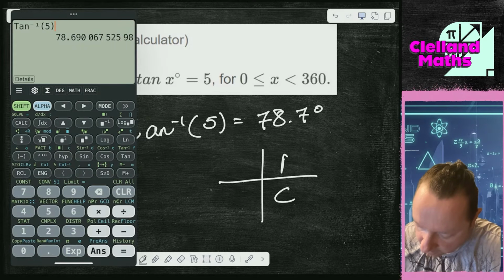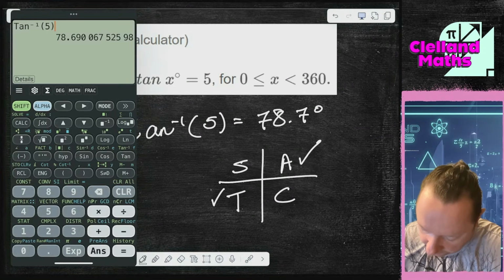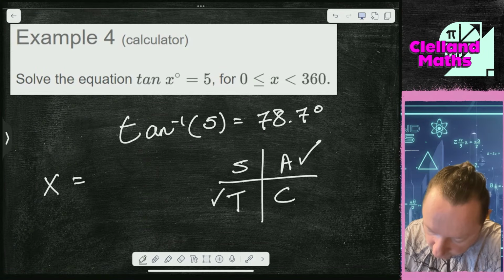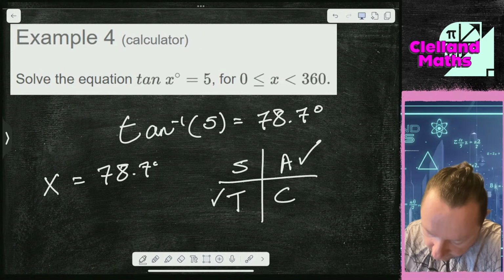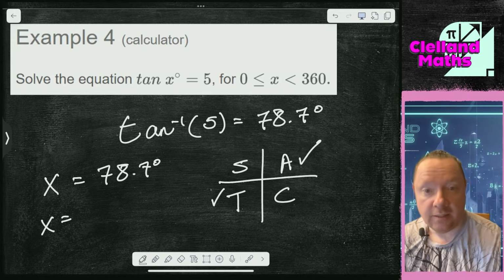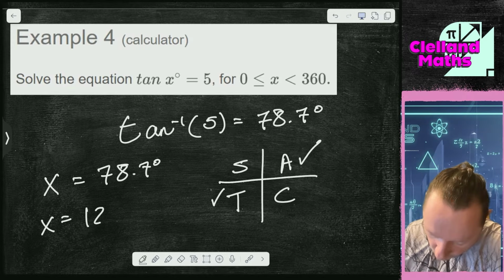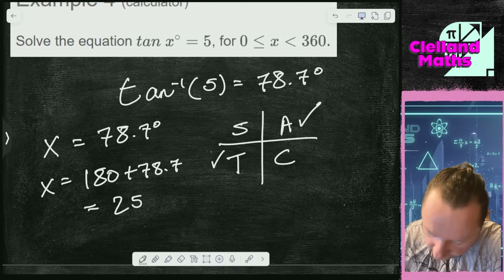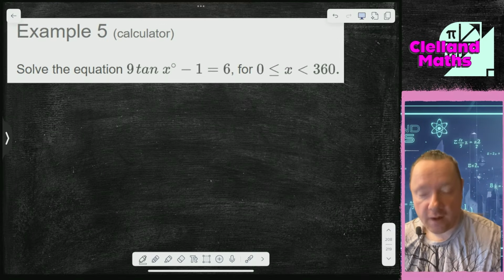CAST diagram to get our other angle. Well, tan is positive at A and T. So the other angle is x equals 78.7 degrees and x equals, at T it's 180 plus 78.7, which is 258.7 degrees. And we're done there. Example 5.